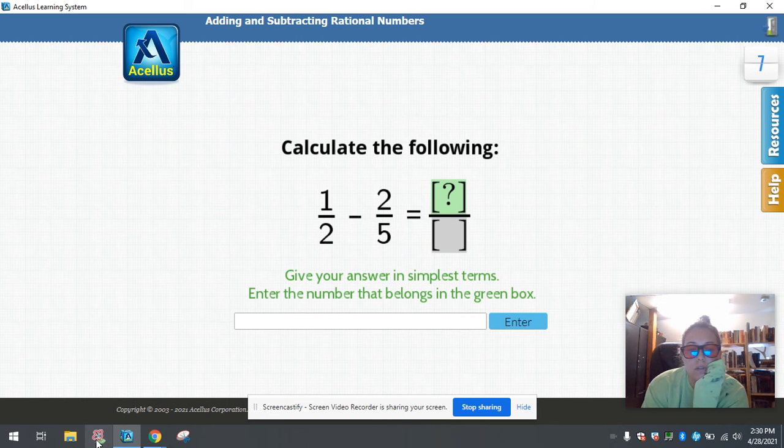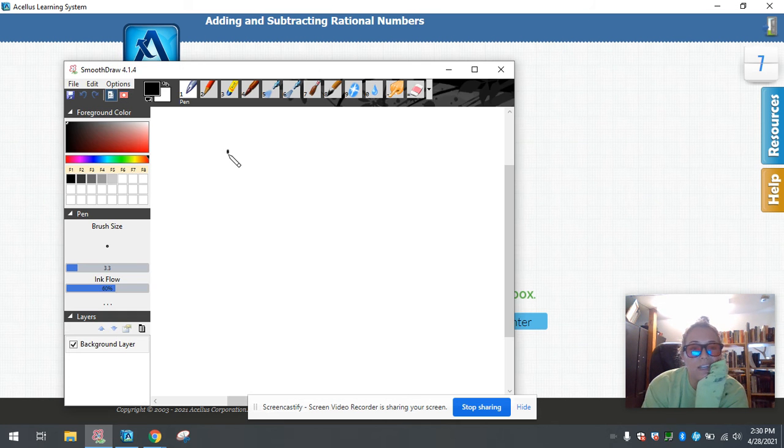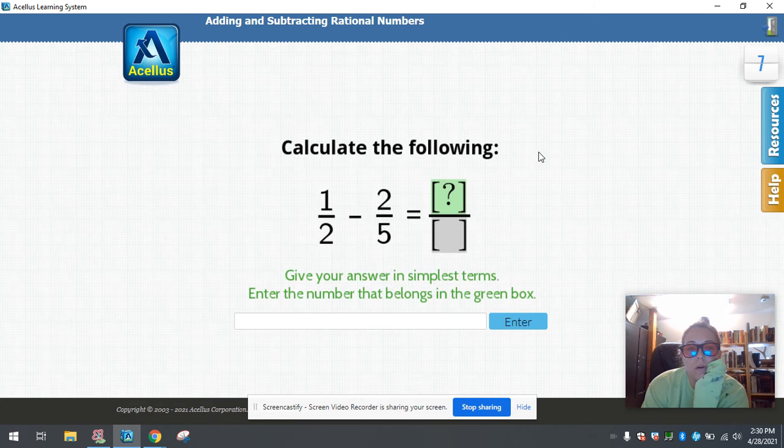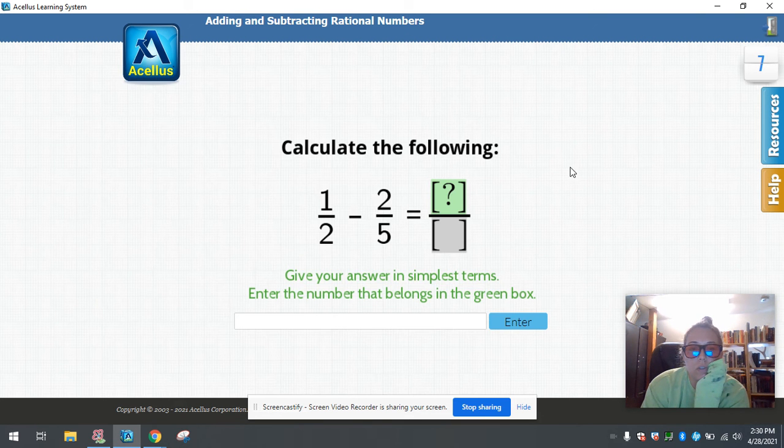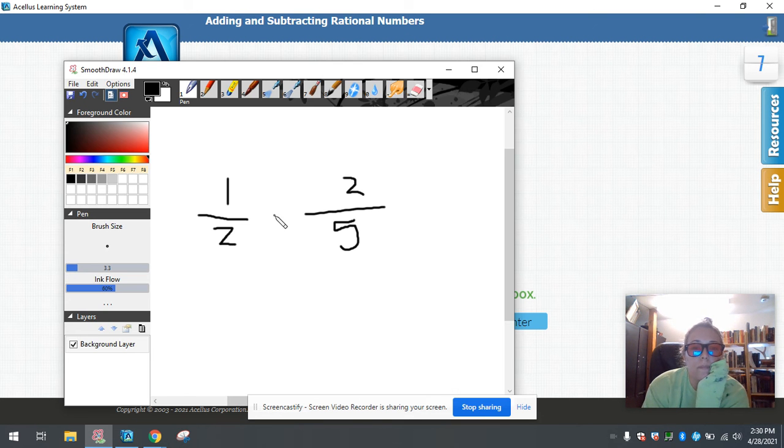To subtract or add fractions, we need to find a common denominator. We do that by multiplying the denominators together and then cross-multiplying. Okay, so this is a subtraction problem. I'm going to multiply 5 by 2, which is 10. Then I'm going to cross-multiply. 2 times 2 is 4. 5 times 1 is 5.